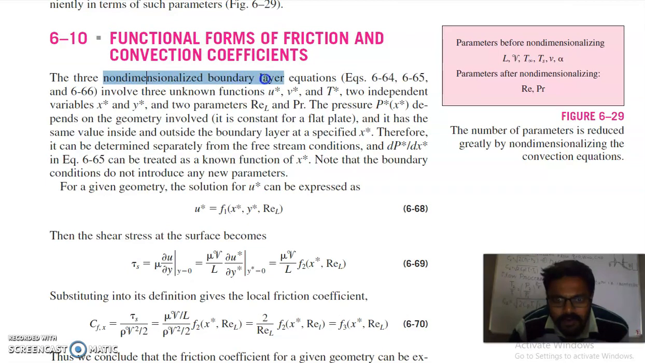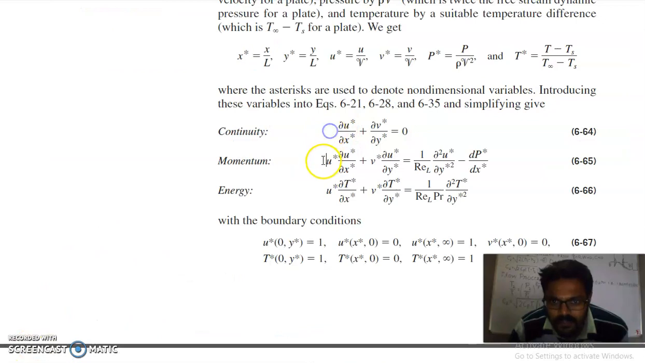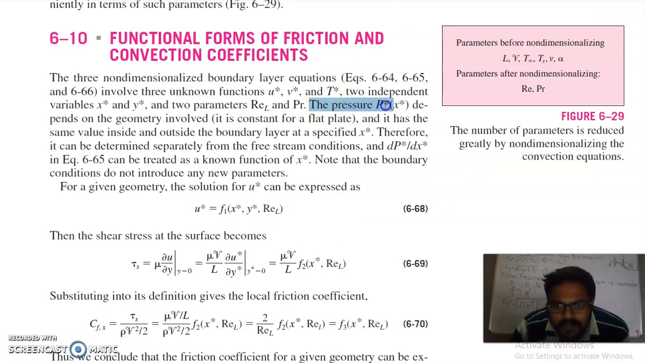These are the three non-dimensional boundary layer equations. So these three equations have three unknown functions u, v and T, two independent variables x star and y star, and two parameters, Reynolds and Prandtl. The pressure depends on the geometry involved and it has the same value inside and outside the boundary layer at a specified x. Therefore, it can be determined separately from the free stream conditions.